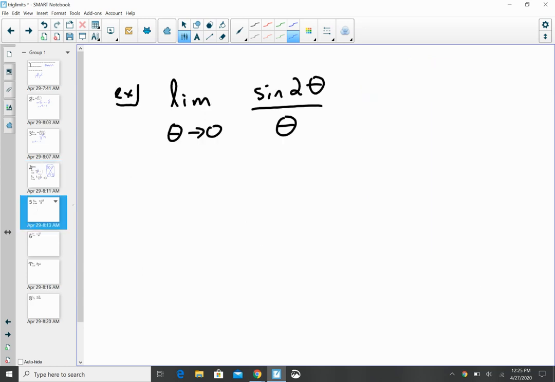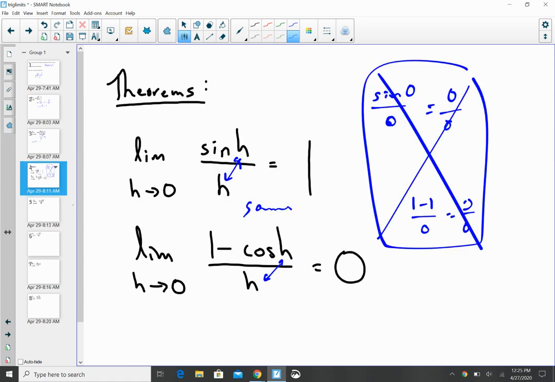I use theta instead. All right, so here's a nice little example. Take a look at this. Now, in order to use the theorem, of course, I should try to plug in first with all limits. The first thing you try to do, you get sine of 0 over 0. That's no good.